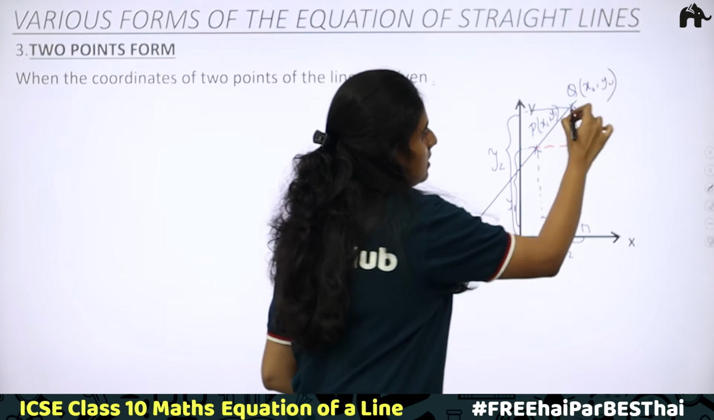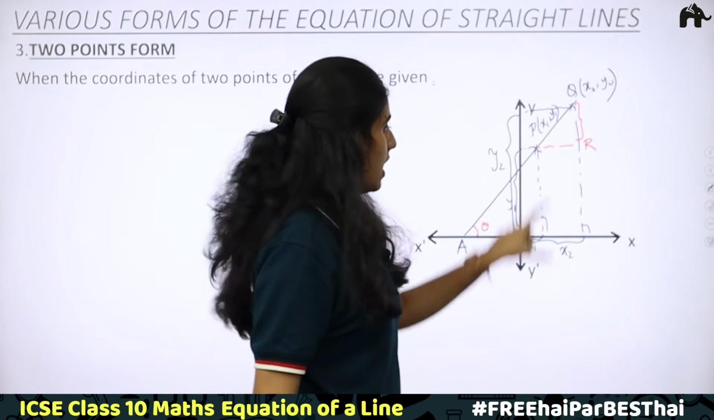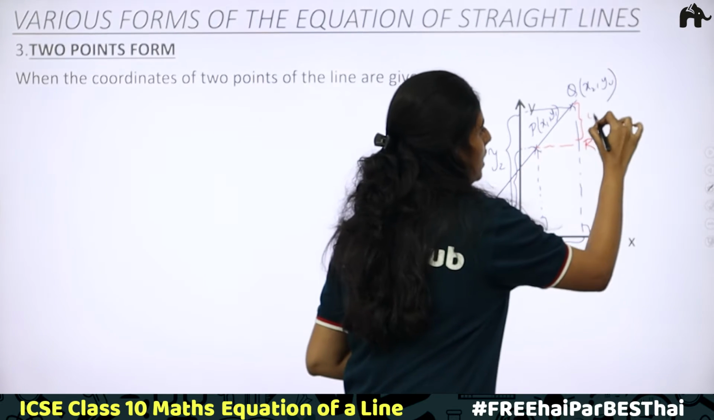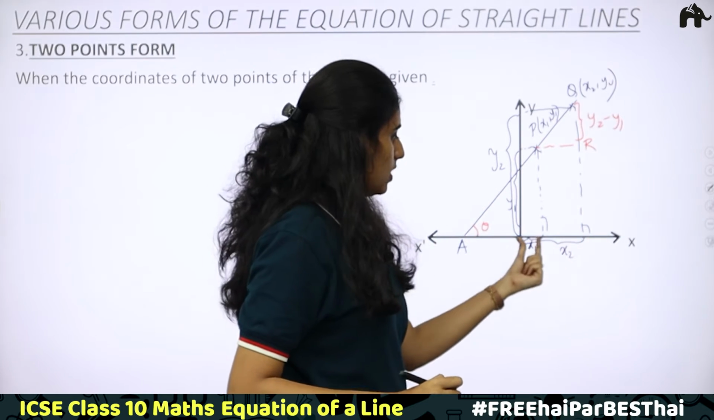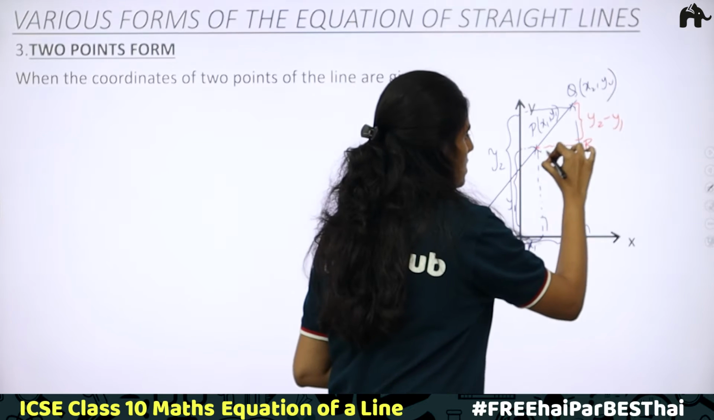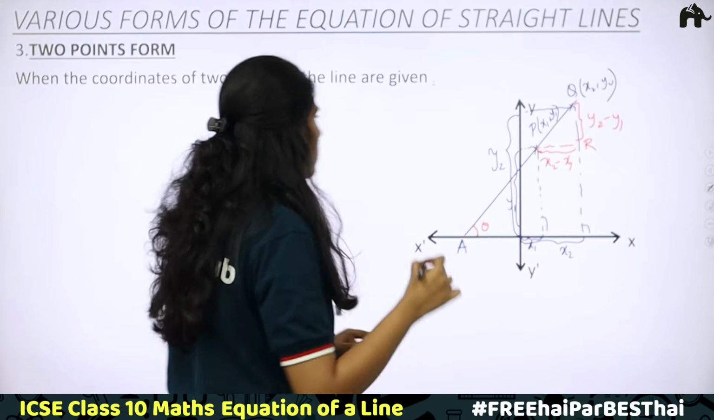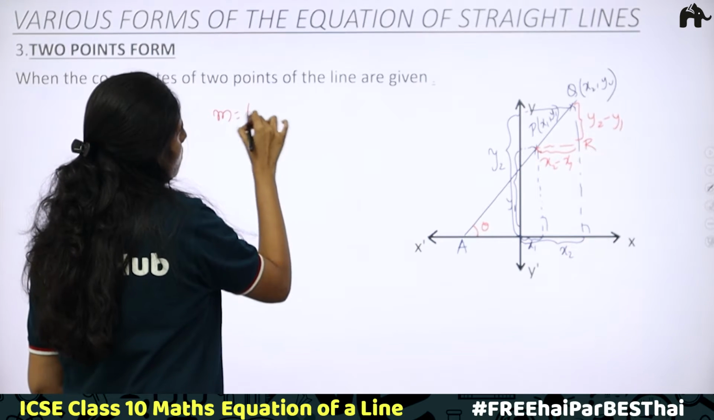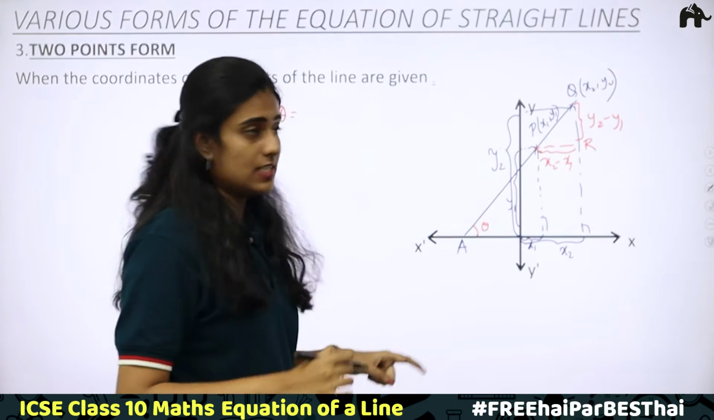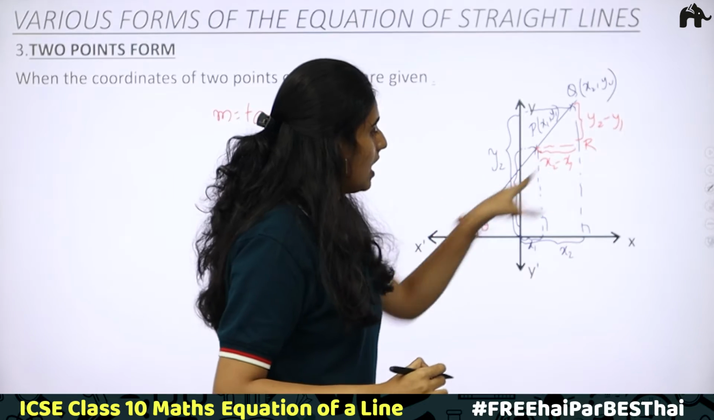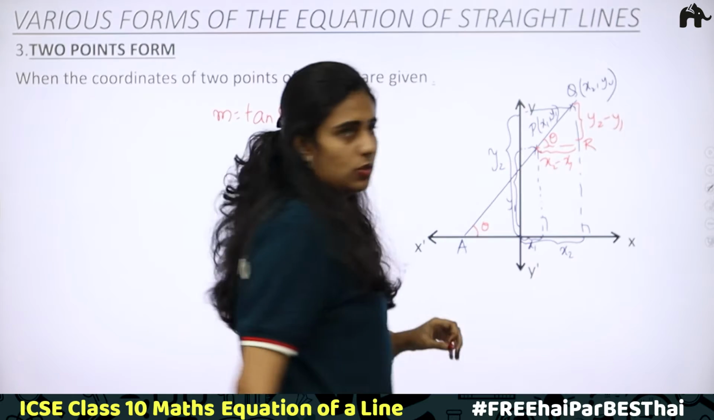Now, the total height is y2 and this portion is y1, so this part is y2 minus y1. Here the total distance is x2 and this portion is x1, so this distance will be x2 minus x1. We know how to find the slope. Slope m is equal to tan theta, which is opposite to angle theta. Here this angle is theta. When lines are parallel and we have a transversal, we get this angle also equal to theta.